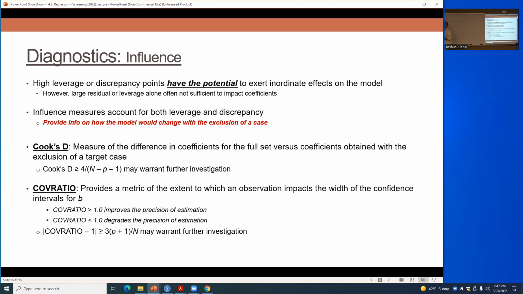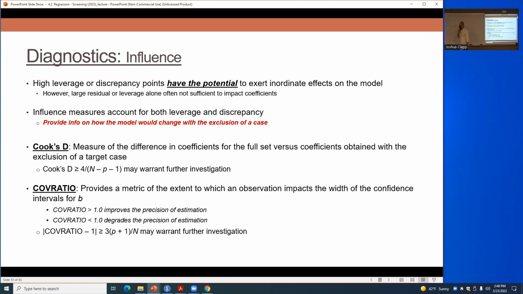So our cove ratio is looking at the extent to which an individual case changes our presumed level of precision of estimation. If I have values greater than 1, it's indicating that this case is improving the precision of estimation. If it's low, it's decreasing the precision of estimation. And we might ask, why would we worry about increasing the precision of our estimates? You're always harping on us about precision of our estimates. This is the reason, because we've got one case that's making this model look a lot better than it should, and so we need to be concerned about this.